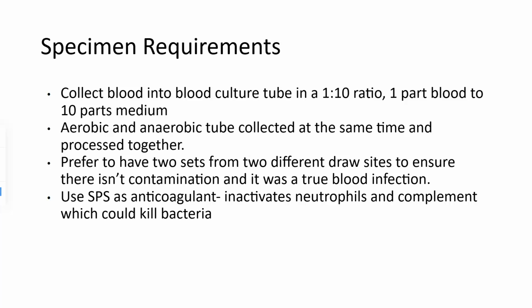SPS is used as the main anticoagulant because it inactivates neutrophils and complement, which could kill bacteria. So when we draw blood and we're looking for bacteria in the blood, we still have the rest of the blood components there. That includes your immune cells. And if your immune cells are still active, they could kill all the bacteria, or not all of it, but a lot of it, which would reduce the likelihood that it's going to throw a positive result. So that can cause issues when working those up.